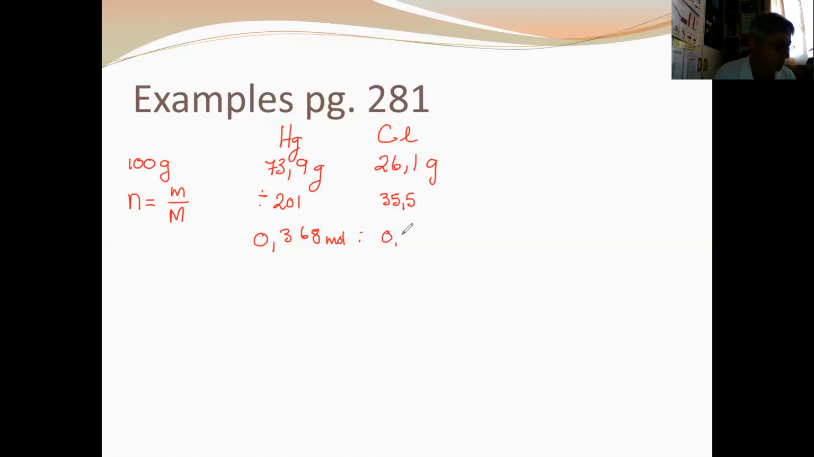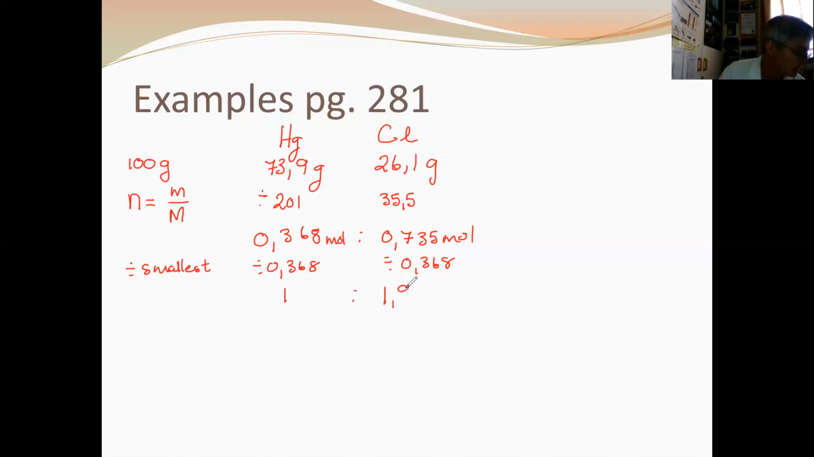Then 26.1 divided by 35.5 gives us 0.735. To turn the moles into integers, we divide by the smallest of these moles, which is 0.368. Both numbers are divided by 0.368. For the mercury, we get 1. For the chlorine, 0.735 divided by 0.368 would give us 1.997.